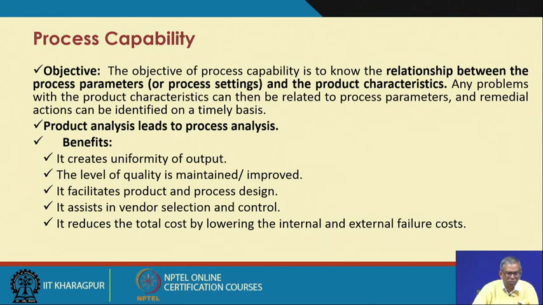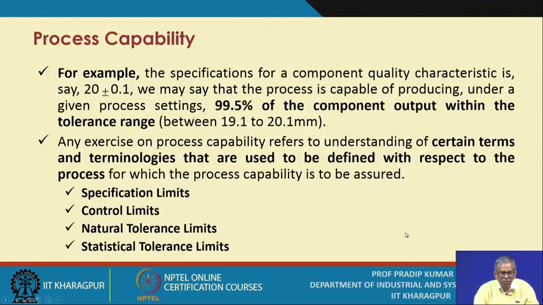It facilitates product and process design. It assists in vendor selection and control. Okay. And it reduces the total cost by lowering the internal and external failure cost. So it is expected that obviously your goal should be zero defects through process capability analysis. Is it all right? So obviously if you have zero defects, what you can expect is that both internal and external failure cost will be at the minimum level.